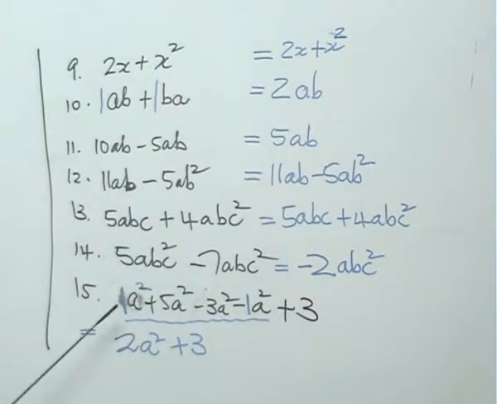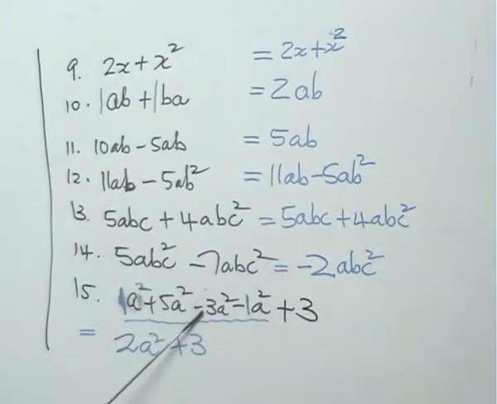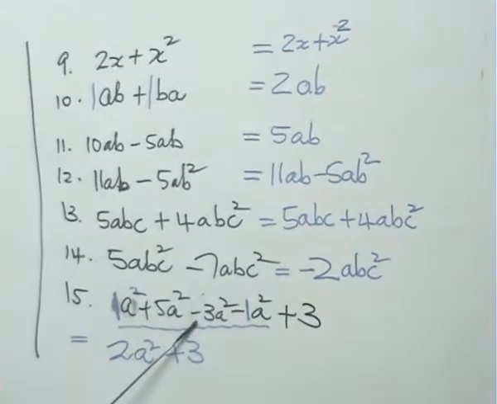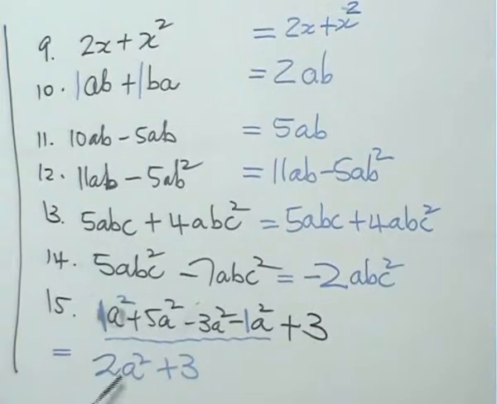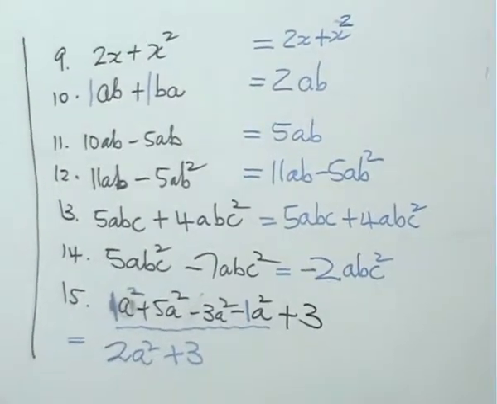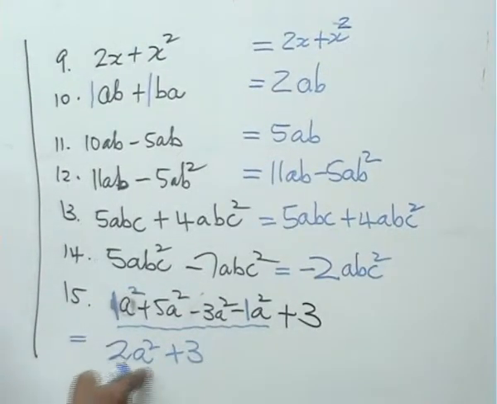So I'll repeat that. These are all like terms, so I can add them up. 1 plus 5, 6. 6 minus 3 gives you 3. 3 minus 1 gives you 2. 2a squared plus 3. Now when you reach this stage, these are unlike terms and they cannot be added. Therefore, this will be the final answer.